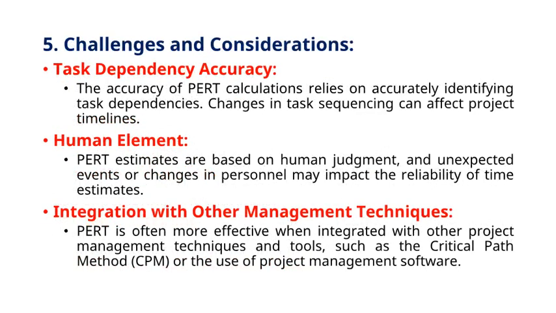5. Challenges and considerations. Task dependency accuracy. The accuracy of PERT calculations relies on accurately identifying task dependencies. Changes in task sequencing can affect project timelines. Human element. PERT estimates are based on human judgment, and unexpected events or changes in personnel may impact the reliability of time estimates.